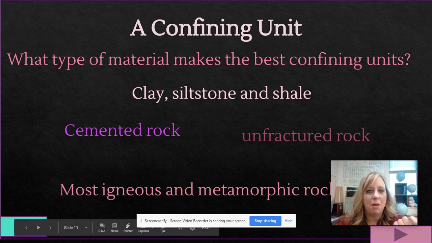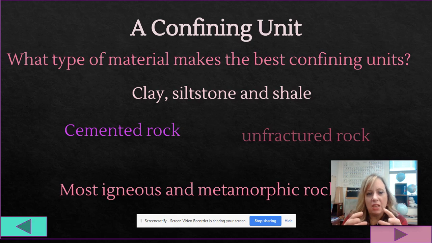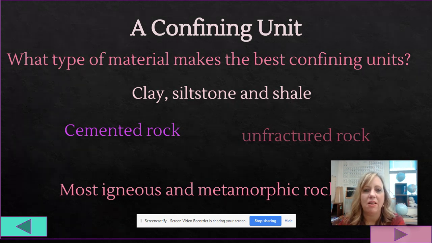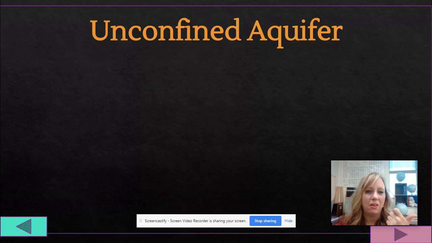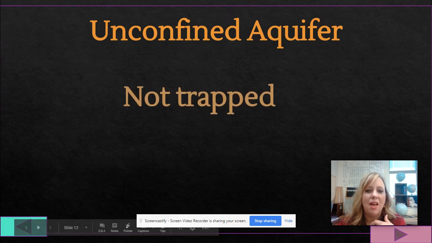Most igneous and metamorphic rocks are pretty solid in their makeup. With the heat and the pressure and being created from magma, they usually do not have a lot of void spaces to allow water to go through. A couple of exceptions are out there. One is pumice, which allows water to pass through it easily.